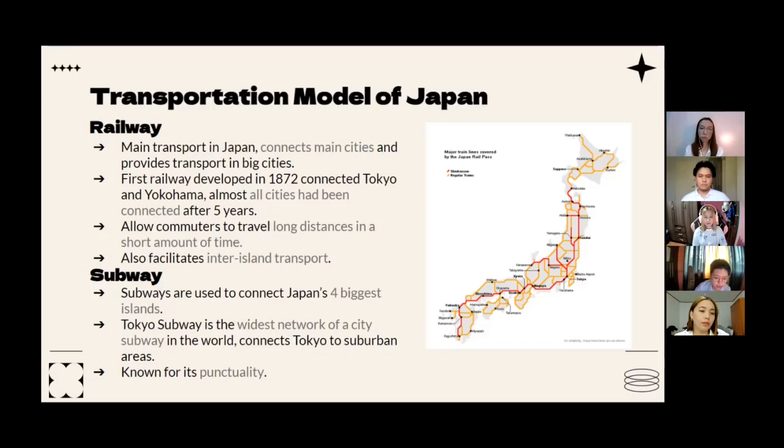So aside from the railway system, the subways are also utilized to connect the 4 biggest islands in Japan. The Tokyo subway, which has been operational since 1927, is known as the widest network of a city subway in the world. In addition to circling the city, its railway connects Tokyo metropolis to the surrounding suburban areas. The Japanese subway train is also known for its punctuality, with their trains arriving in each station every 5 minutes on average.